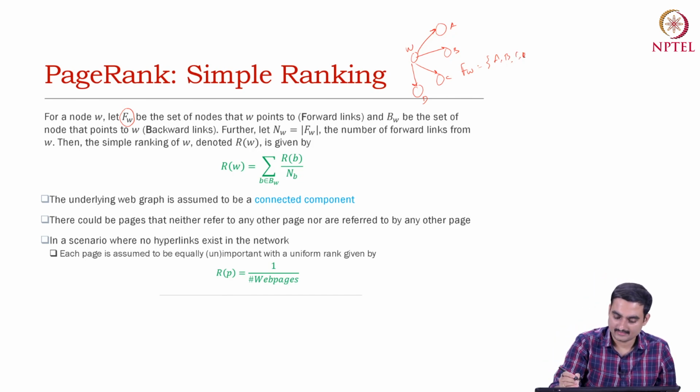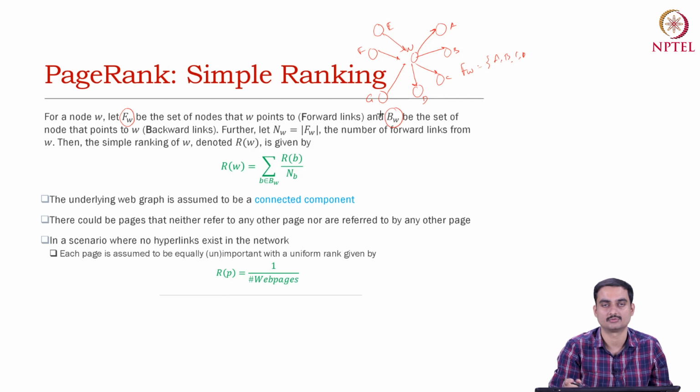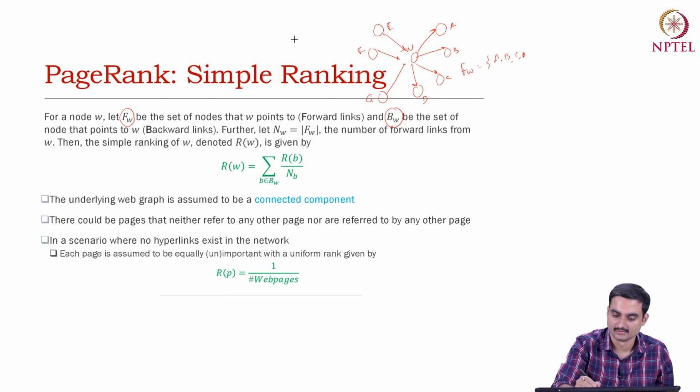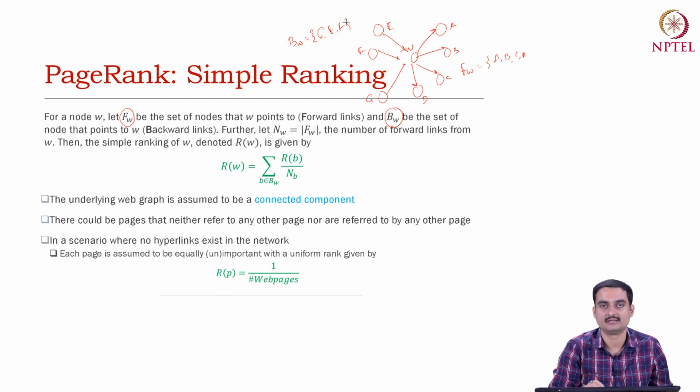Okay, and similarly, say E, F, G, we define something called BW, which corresponds to backward edges. So BW would be G, E, and F. Remember, FW and BW contain nodes, not edges.